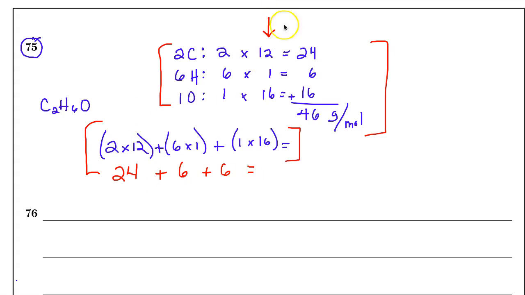You could have also used the atomic masses here that I got from the periodic table. You could have used the actual numbers as well. It wouldn't make any difference. So that's just the work.